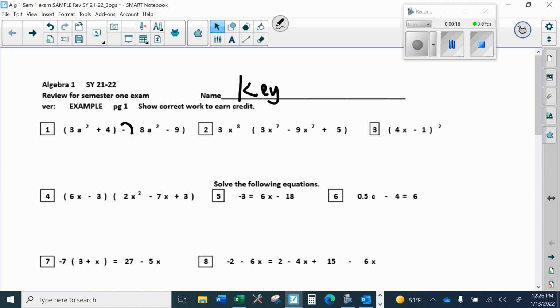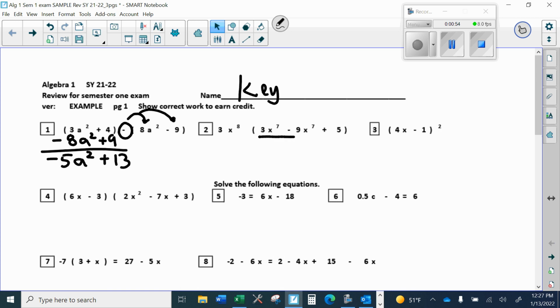Okay, so notice we have a negative sign. We have to distribute that negative through there. So we're taking the opposite sign. So I have 3a squared minus 8a squared, and 4 minus a minus 9 makes it plus 9. Line up my like terms. 3 minus 8 is negative 5a squared. Notice we're only adding or subtracting the coefficients. The a squared stays the same. And 4 plus 9 is 13. Remember, the only time it changes the exponent of the a is if you're multiplying or dividing those terms, not on adding or subtracting.